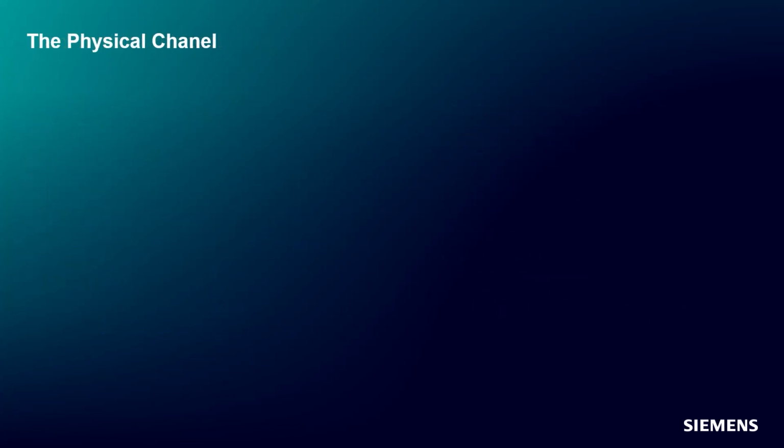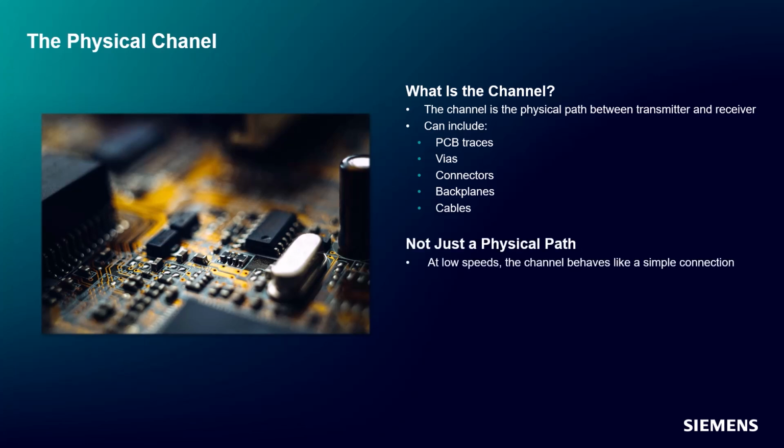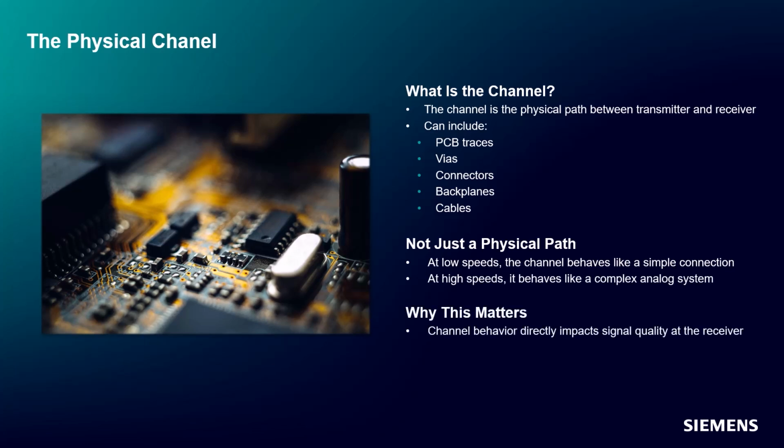The channel is the physical medium that connects the transmitter to the receiver. This could be a PCB trace, a connector, a backplane, or a cable. At first glance, you might think of the channel as just a wire. But at high data rates, the channel behaves less like a simple wire and more like a complex analog filter. Channel behavior has a very large effect on signal quality. Designing a proper channel is critical in high-speed design.